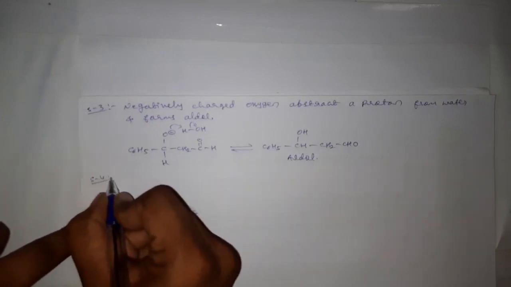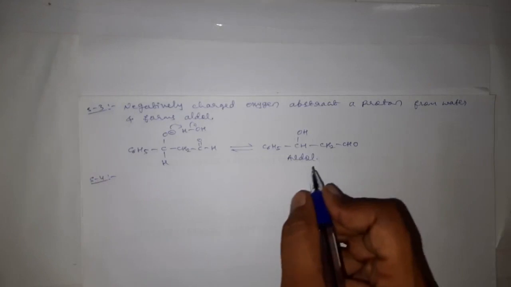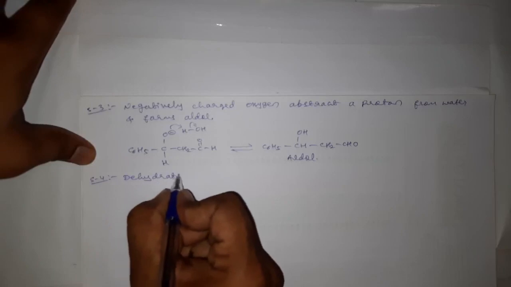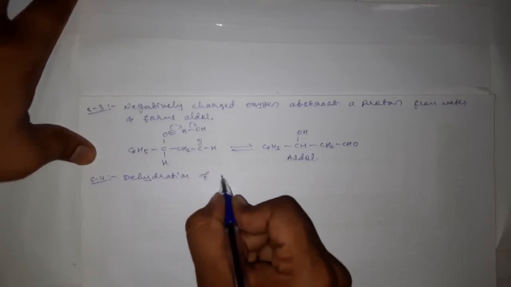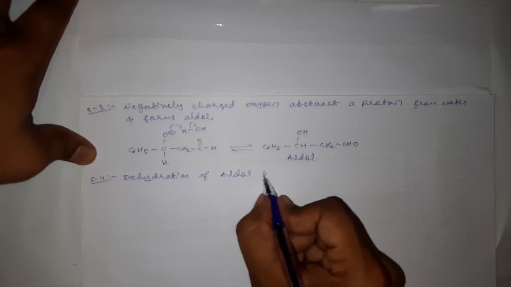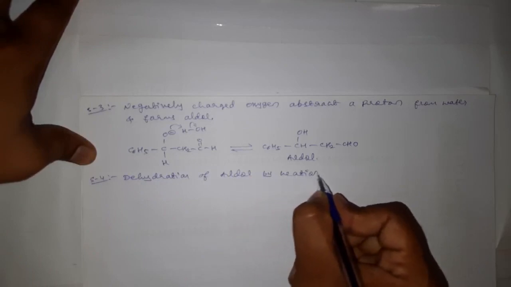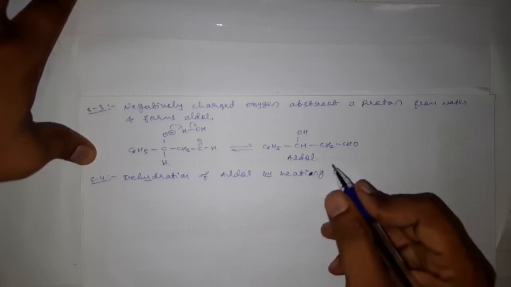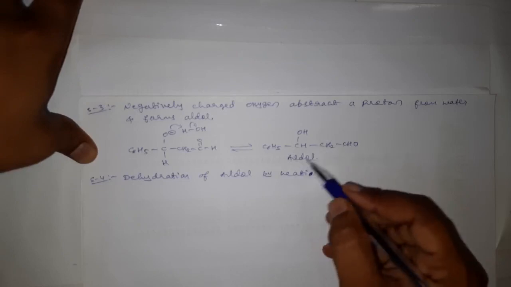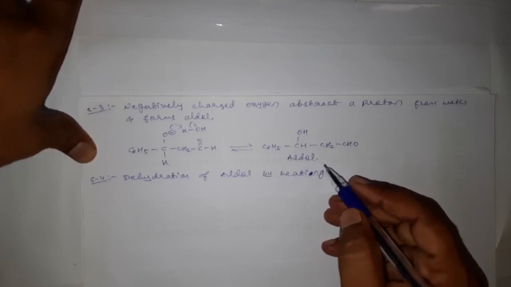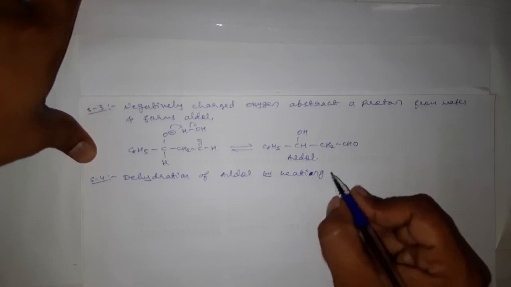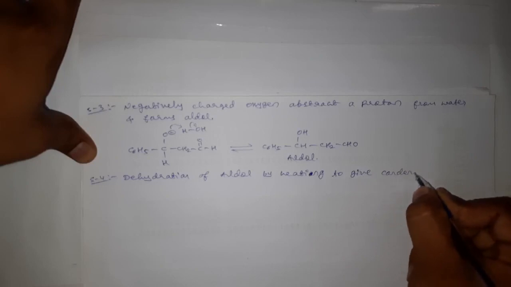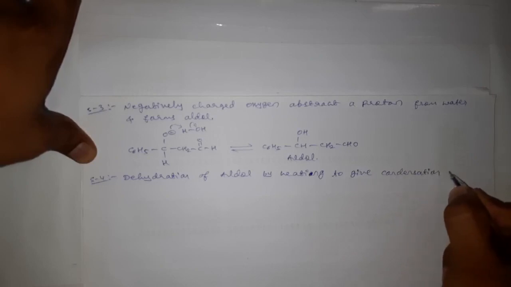Then the fourth step, that is the last step of this reaction mechanism, is the dehydration. Dehydration of aldol by heating. Correct? This aldol which is formed in the third step can be dehydrated by heating to give the condensation product.